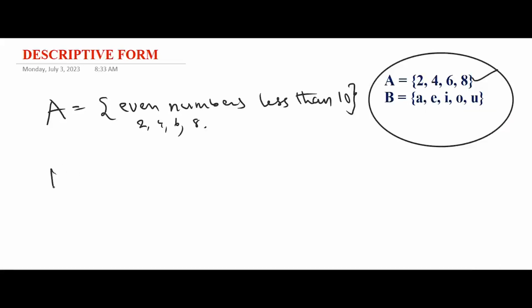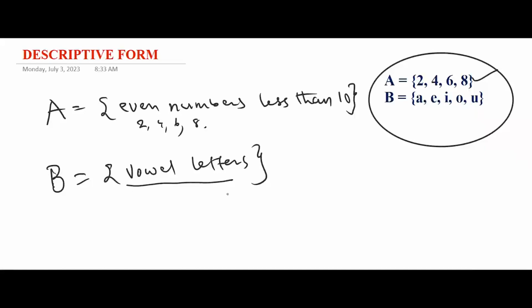And for set B, we can describe it as the set of the English vowel letters. So that will be English vowel letters. So that is how you could write it in descriptive form.